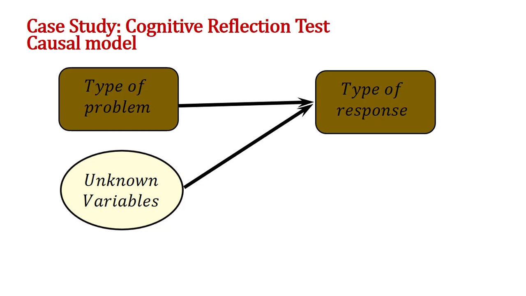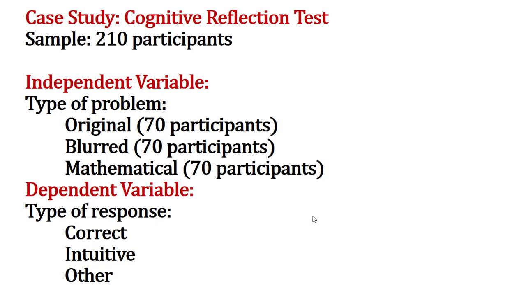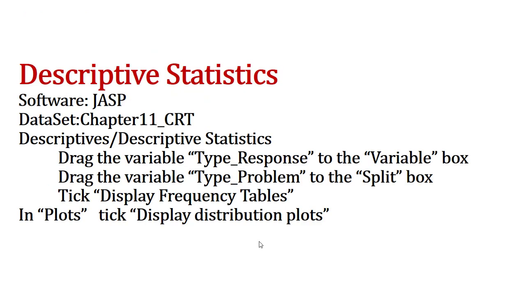Okay, so basically we've got three conditions which are nominal, and three types of responses that also belong to a nominal variable. So this is the design. We've got 210 participants which are distributed to three conditions that correspond to the independent variable, which is type of problem. So 70 participants will be in the original condition, 70 in blurred, and 70 in the mathematical formula condition of the problem. And the dependent variable is type of response, and it has three possible values: correct, intuitive, and other.